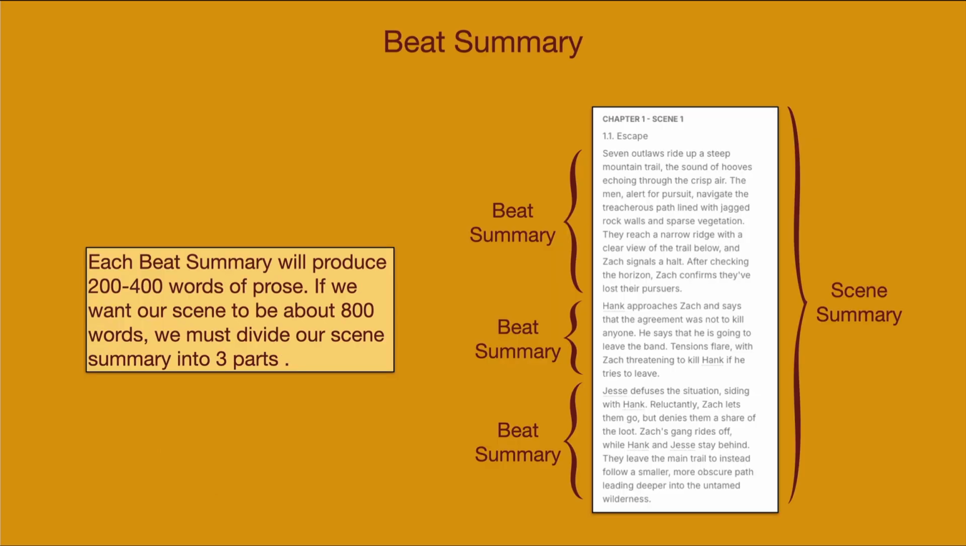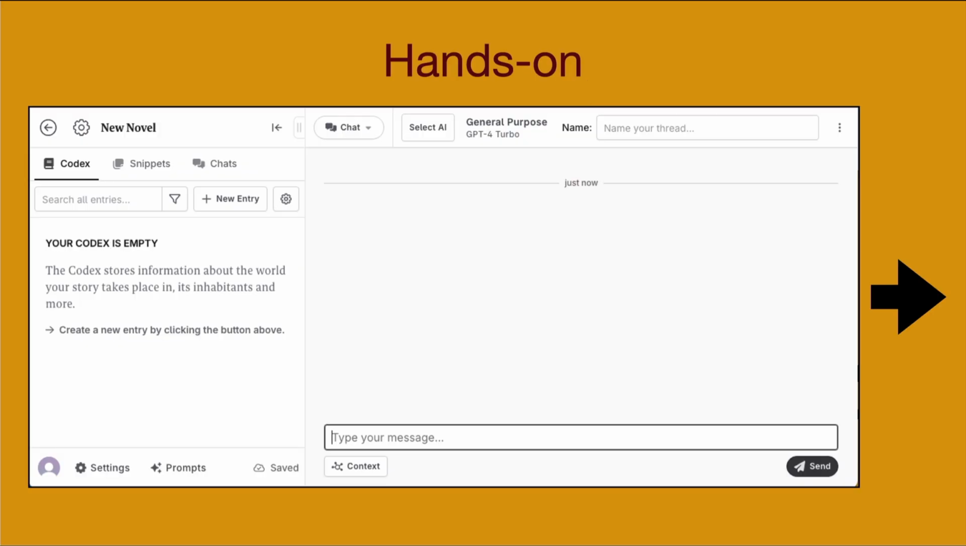So in Novelcrafter, we have a scene summary which we can divide up into a number of parts, called beat summaries. In the example on the screen, we have one scene summary divided up into 3 beat summaries. Each beat summary will produce 200 to 400 words of prose. If we want our scene to be about 800 words, we must divide our scene summary into 3 parts. Okay, let's go to Novelcrafter, and see how this is done in practice.